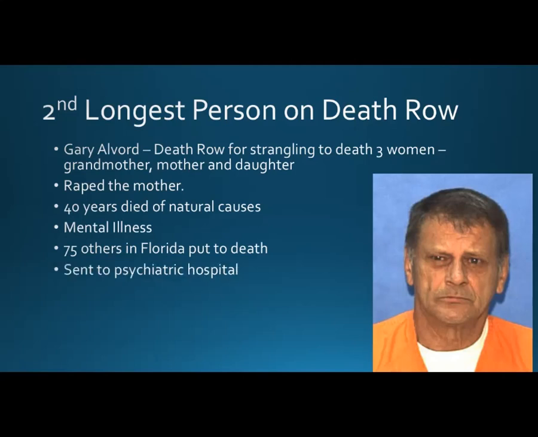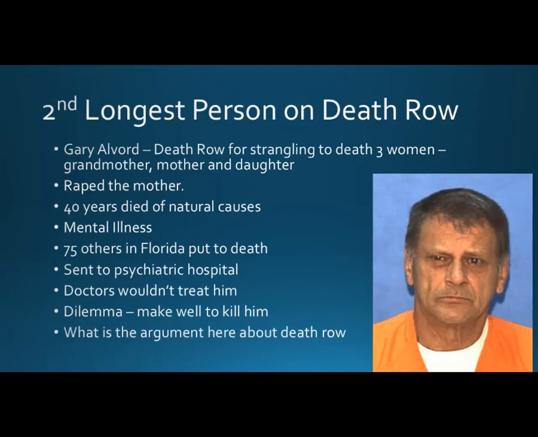He was sent, 75 others were put to death and bypassed him. He was sent to a psychiatric hospital and doctors wouldn't treat him. Anybody know why doctors wouldn't treat him? The oath that they take, because what happens? If they treated him and he got better, then they would send him back and he would be put to death. So the dilemma: make him well to kill him. So that dilemma is still with doctors now, and that's why a doctor won't administer the lethal injection. So what is the argument here about death row?